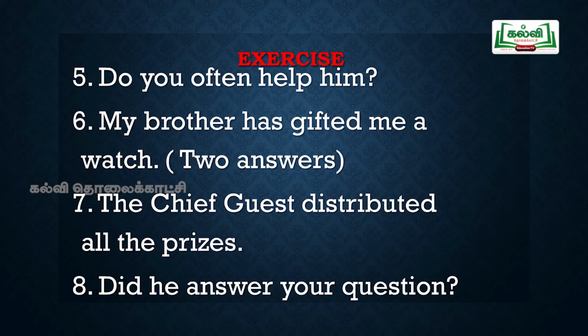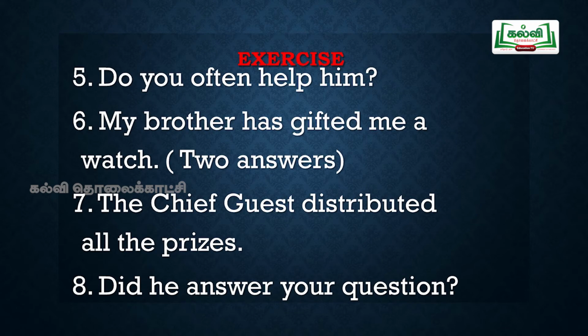Sentence 6. My brother has gifted me a watch. Again, you find two objects here. My brother has gifted me what? A watch, direct object. My brother has gifted whom? Me, indirect object. So, answer 1, I have been gifted a watch by my brother. Answer 2, a watch has been gifted to me by my brother. So, those are the two answers you get here.